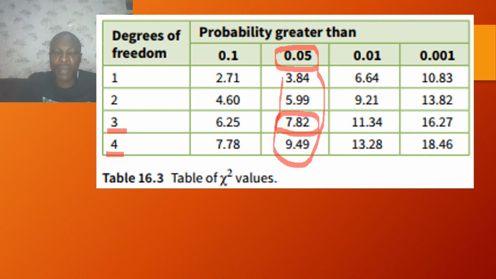However, during the manipulation, you may get a value that is smaller than the 7.82. Let's say you have got a chi-squared value of 0.92. Let's say that is the chi-squared value that you calculated. It means that the value you have got is far smaller than the 7.8.